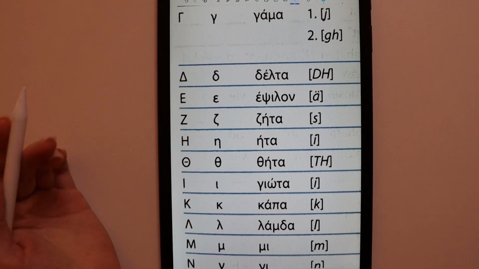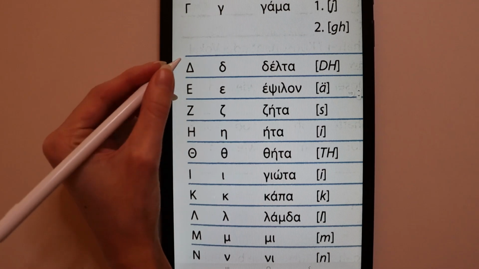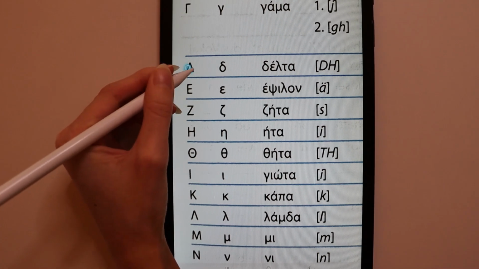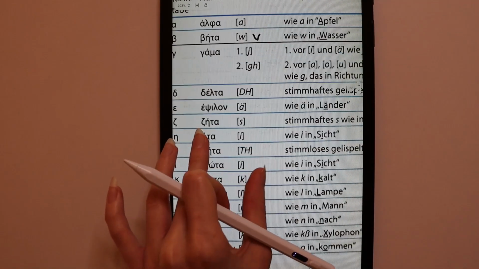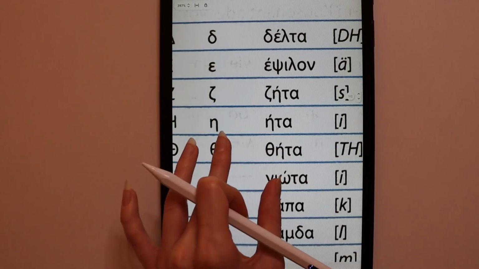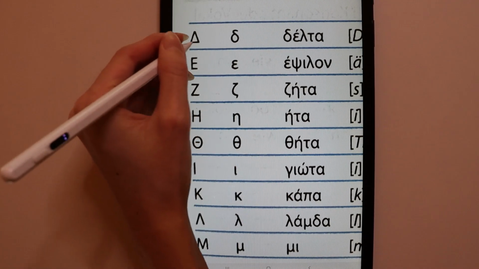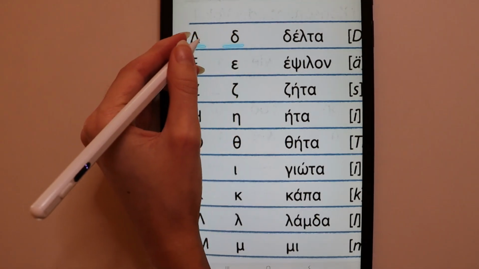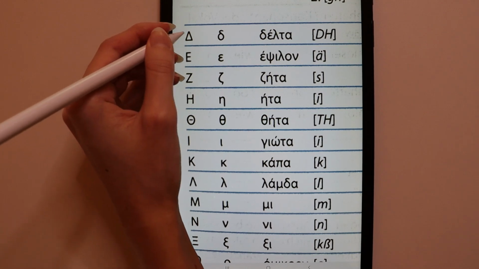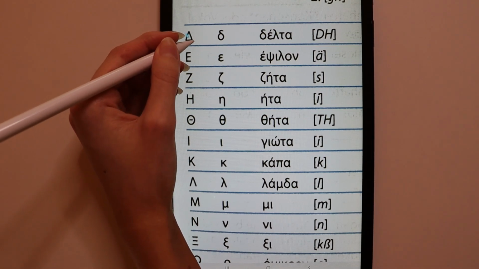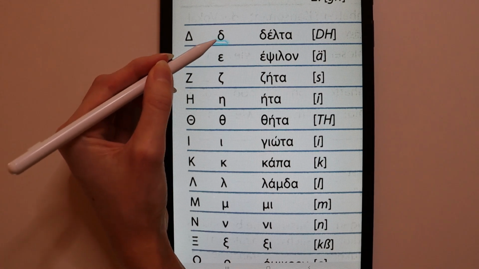Now we have Delta, and it's not really like a D, not entirely like a D, but more like a DS, so to say, kind of into the S direction. Delta. And the uppercase Delta looks like a triangle, and the lowercase one looks like this.